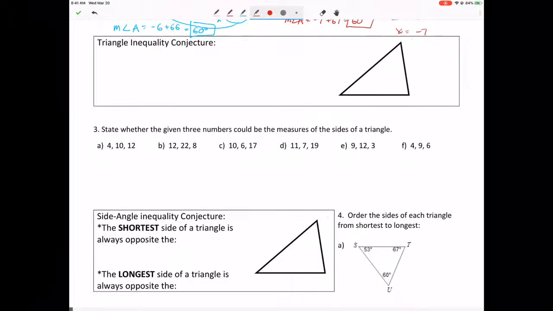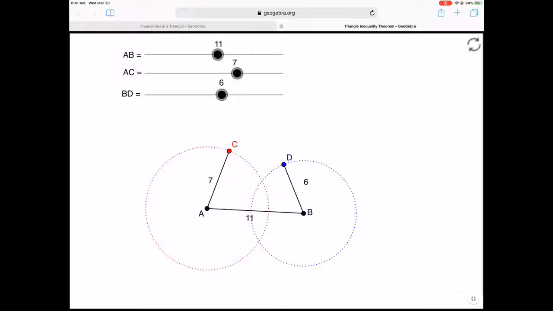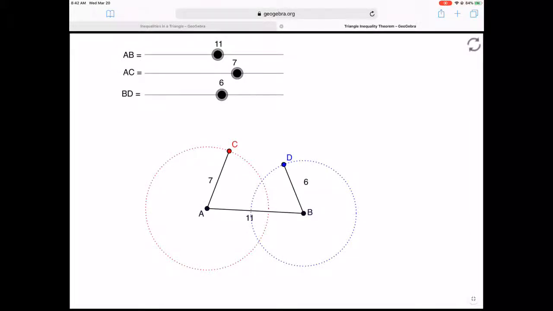So we're going to see if we can come up with this conjecture. It has something to do with the lengths of A, B, and C. So let's say A, B, and C. Let's see if I can get this to work. This is kind of new for me. Okay, let's give this a try. Here we're doing the conjecture. It's this one. So we have these three sides of a triangle, and we want to see if we can make a triangle with these.